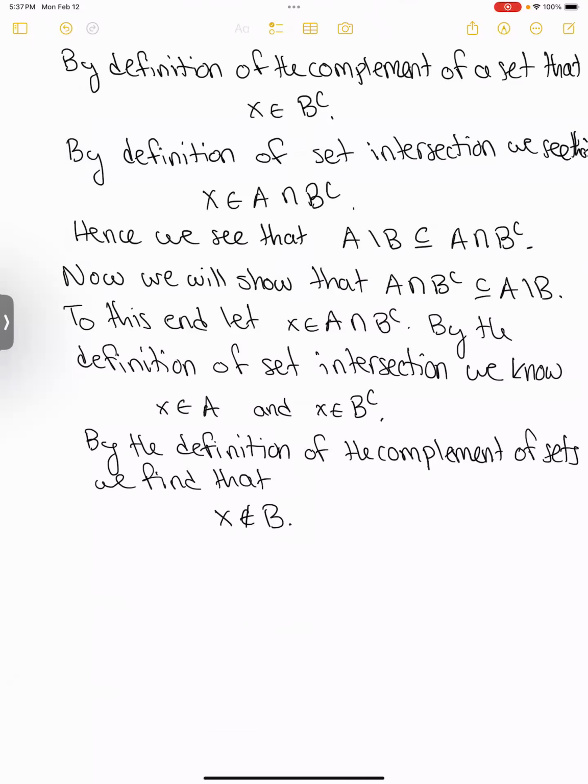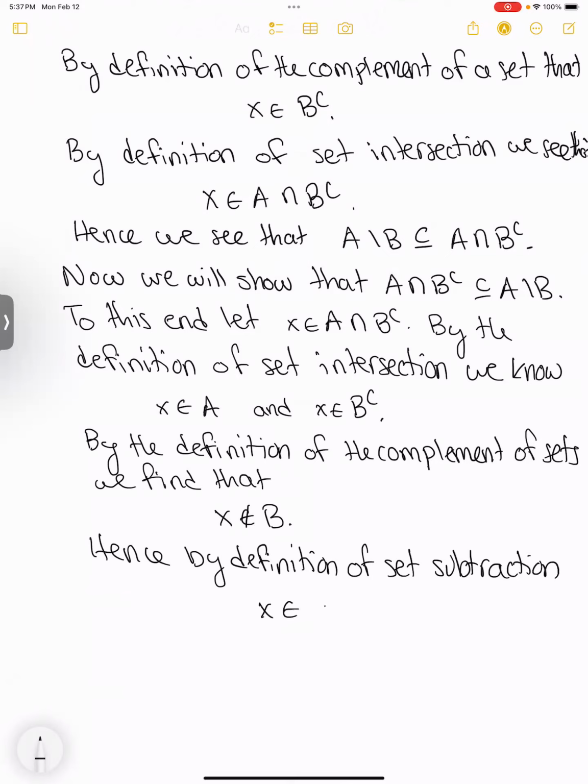So now, hence, by definition of set subtraction, x is in A set minus B. Yeah, because it's in A and it's not in B. That's what it means to be in A set minus B. So we see that A intersect B complement is a subset of A set minus B. And again, that's because we took an arbitrary x, which was in A intersect B complement, and showed that it had to be in A set minus B.